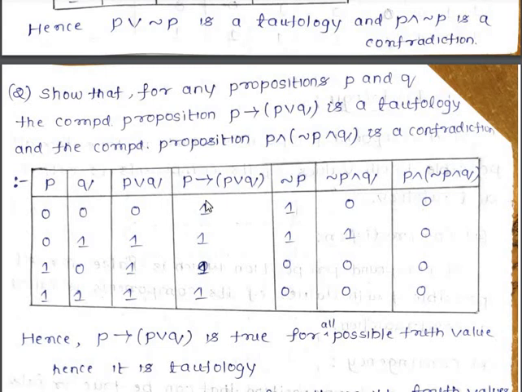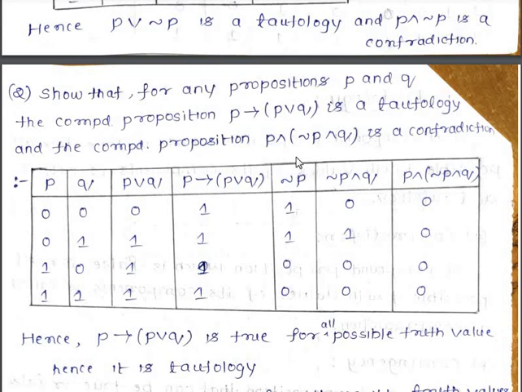So here for this problem P or Q will be these values. First problem, P is 0, P or Q is 0, 0 0 gives 1, 0 1 gives 1, 1 1 gives 1, 1 1 gives 1. This is tautology.